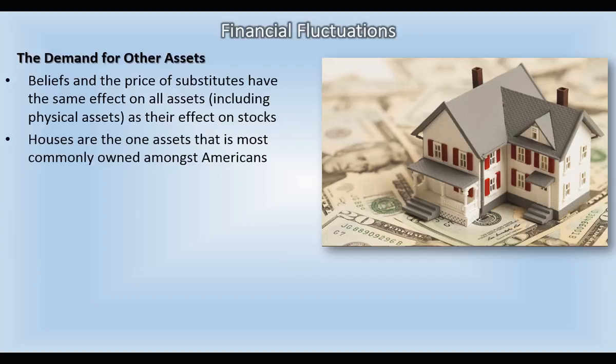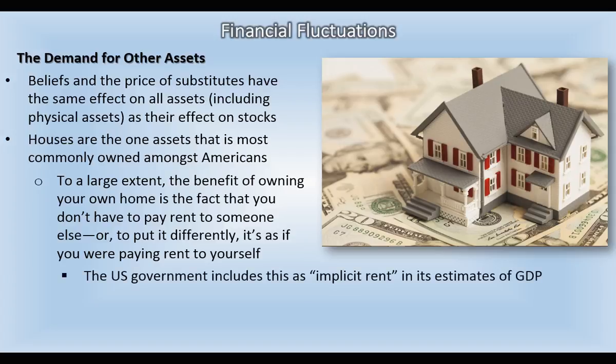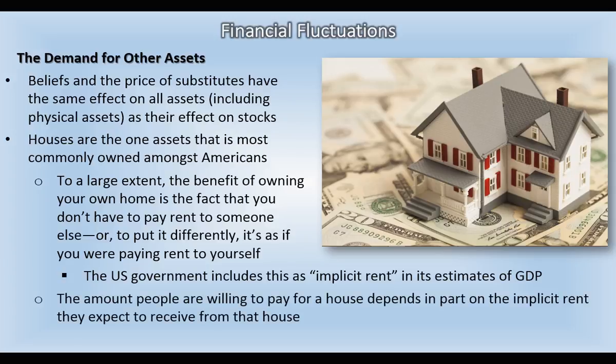Houses are one asset that Americans most commonly own. To a large extent, the benefit of owning your home is the fact that you don't have to pay rent to someone else. Or to put it differently, it's as if you were paying rent to yourself. The U.S. government actually includes this as what's called implicit rent in their estimates of GDP. The amount people are willing to pay for a house depends in part on the implicit rent they expect to receive from that house. The interest rate also has an effect on housing demand.